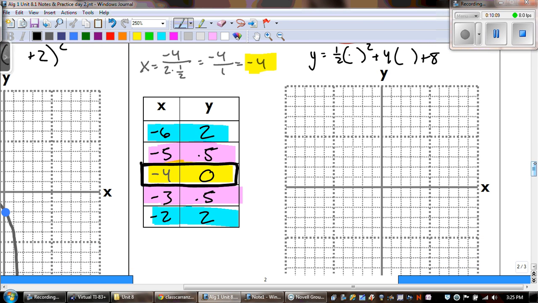Okay, and those should have been all the numbers that you get. So I'm going to go ahead and start graphing this. At -4, I'm at 0. At -5, I'm at 0.5. And at -2, I'm at 2. Now, once again, I know that my axis of symmetry is going to go through the vertex. So there we go. And now I'm going to draw the parabola. And remember, you want to make that bottom nice and rounded. Okay?